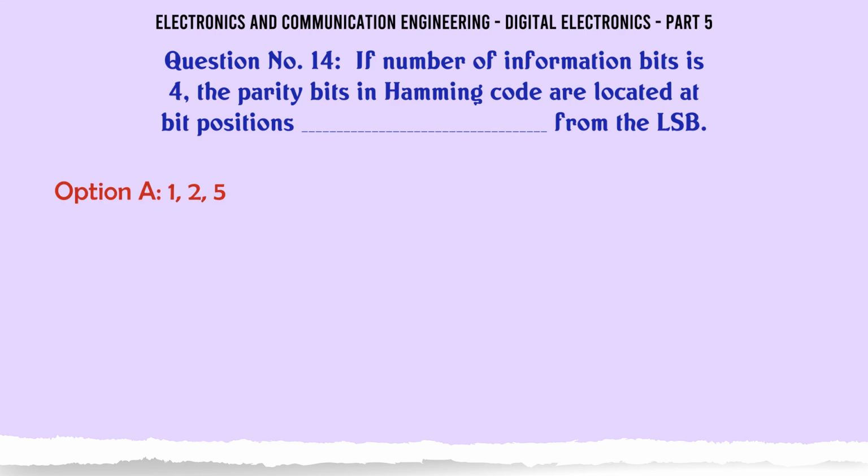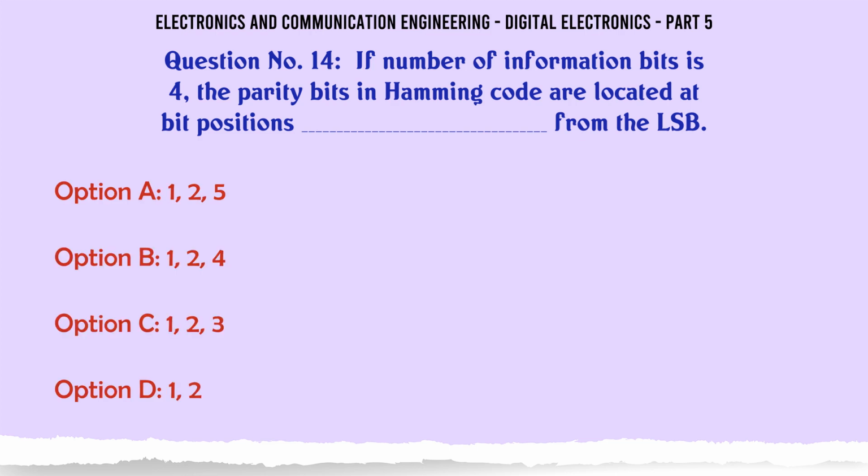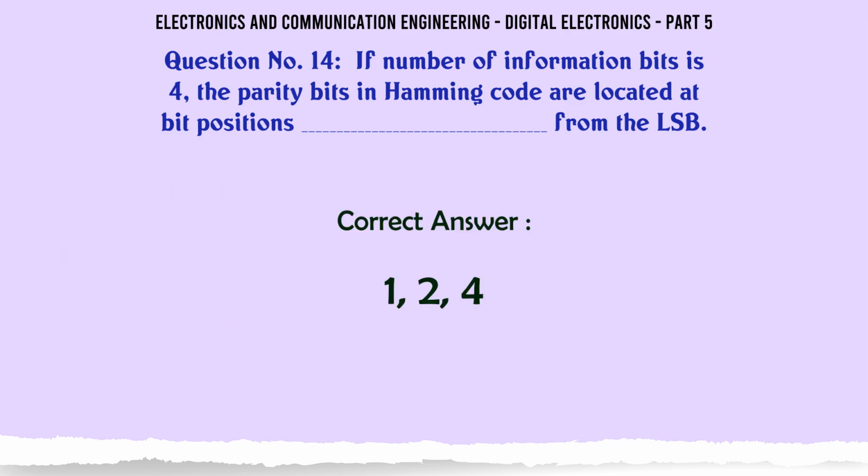If the number of information bits is 4, the parity bits in Hamming code are located at bit positions from the LSB: A. 125, B. 124, C. 123, D. 12. The correct answer is 124.